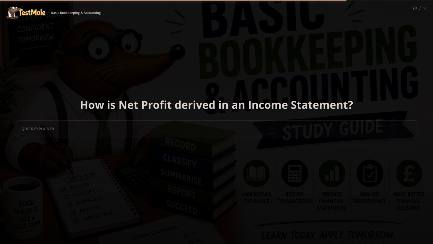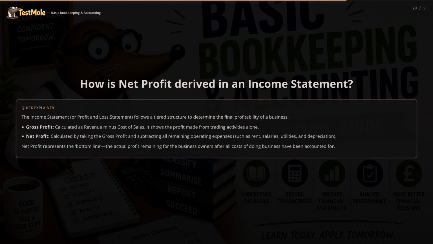How is net profit derived in an income statement? The income statement, or profit and loss statement, follows a tiered structure to determine the final profitability of a business. Gross profit, calculated as revenue minus cost of sales. It shows the profit made from trading activities alone.